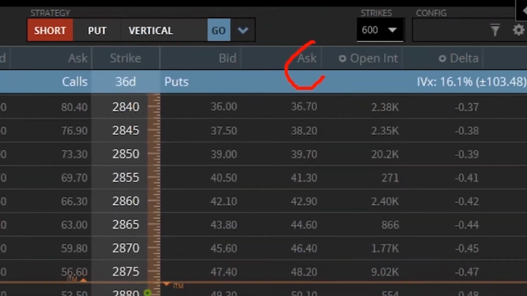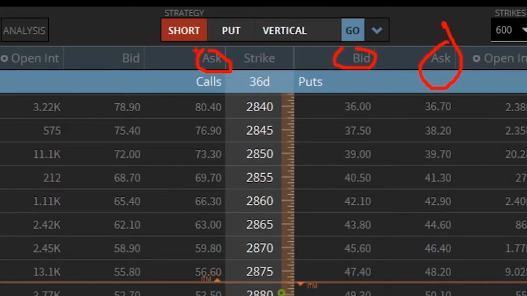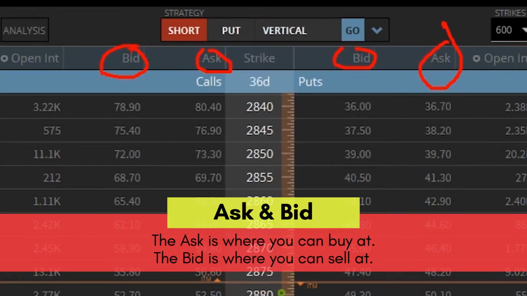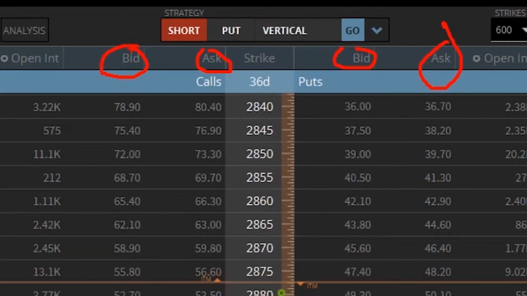Right here we have the ask and the bid, and that is also on both sides. The ask and the bid is basically where you can buy and sell. The ask is where you can buy it. The bid is where you can sell it. So you want to understand those different things.